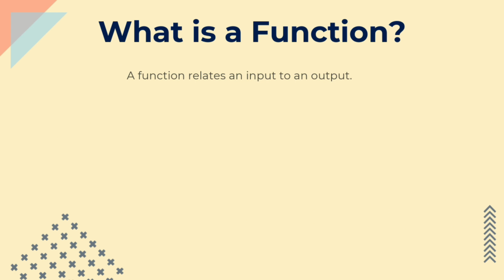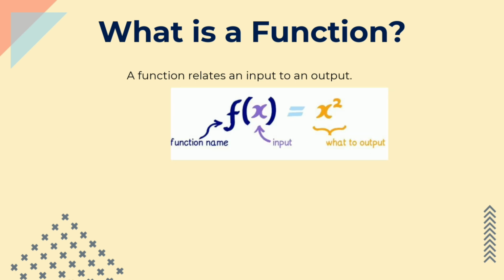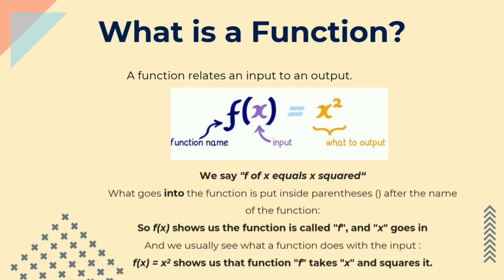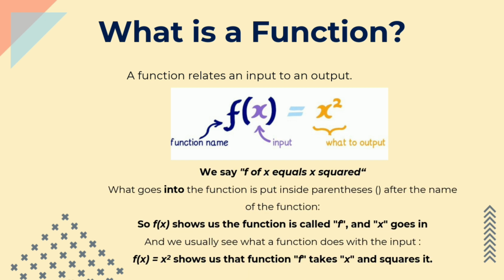What is a function? A function relates an input to an output. Look at the picture. F open parenthesis x close parenthesis equals x squared. F is the function name, x is the input, and x squared is what to output. We say f of x equals x squared.